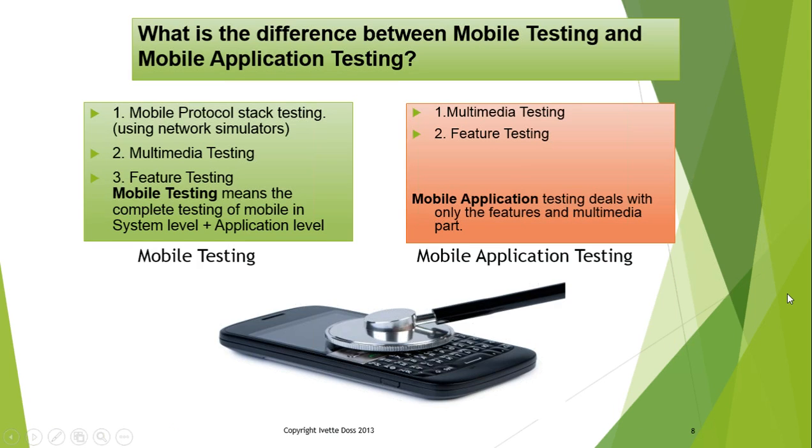Let's go to this one. So what is mobile testing? Mobile testing means the complete testing of a mobile product at system level plus application level. This includes mobile protocol stack testing, multimedia testing, and feature testing. If we look at mobile application testing here on the right side, we see that it is a part of mobile testing, because it includes only two parts: multimedia testing and feature testing.